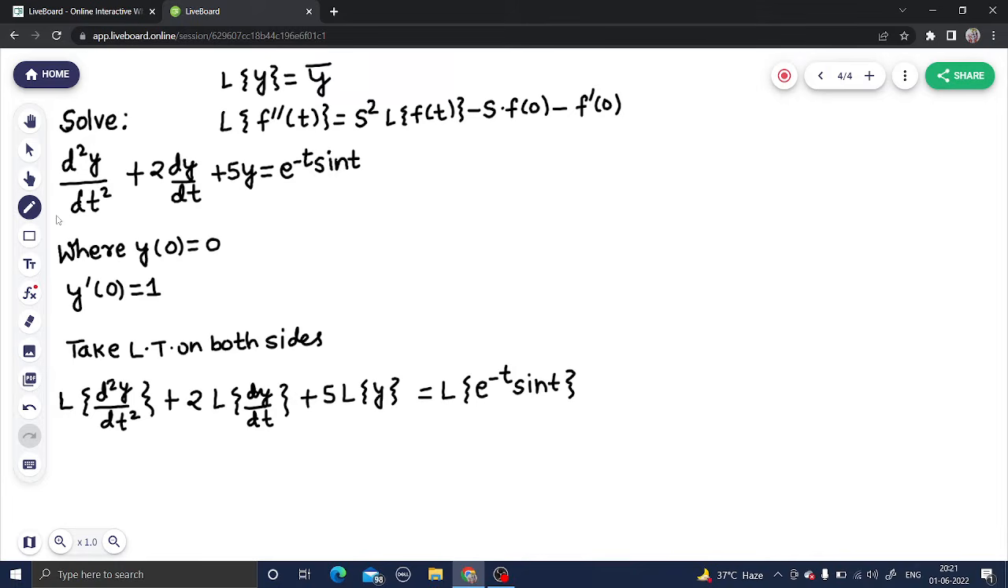So we will apply the same here. F of t here is y. So it will be s square into Laplace of y, that means Laplace of y, which I am assuming as y bar, so s square y bar. Second term is minus s f of 0, so y of 0 here. Third term is f dash 0, so y dash 0, plus 2 times Laplace of dy by dt.